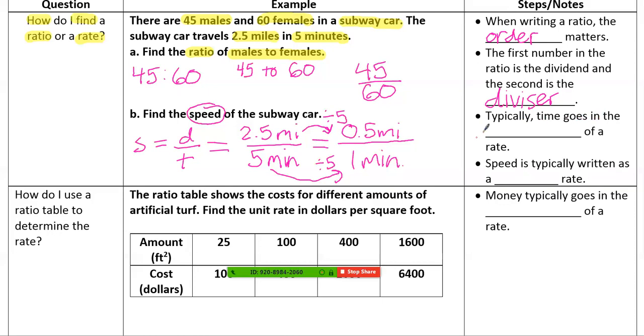Typically, time goes in the denominator of a rate. So when you can remember that, if you think about, hey, how fast do we go in this car? 60 miles per hour. Per means divide, hours in the denominator. Speed is typically written as a blank rate. What kind of rate is this? A unit rate.